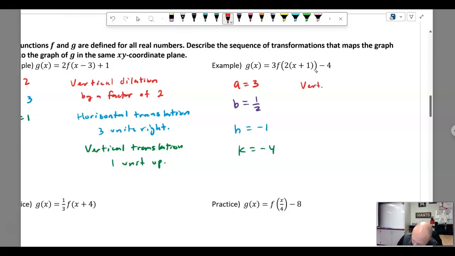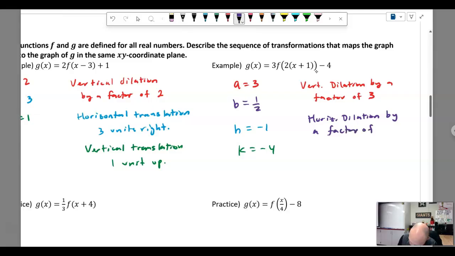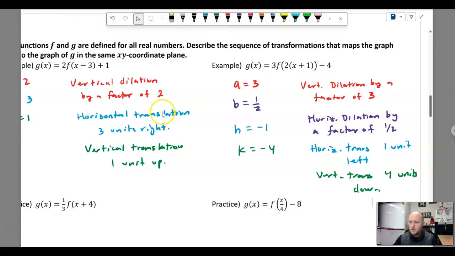Well, it looks like we have a vertical dilation by a factor of 3. We have a horizontal dilation by a factor of 1/2. And we have some translations here. We have a horizontal translation, 1 unit left. And we have a vertical translation, 4 units down. Okay, there you go. Hopefully not too tricky.